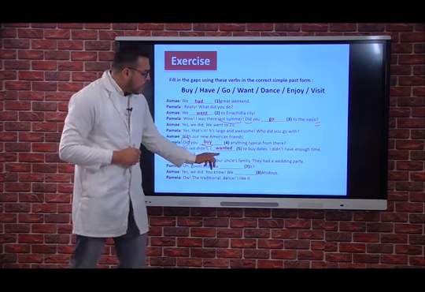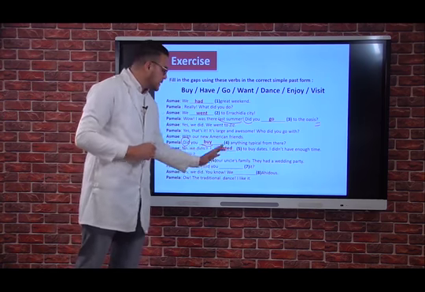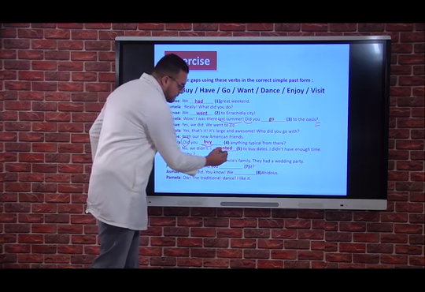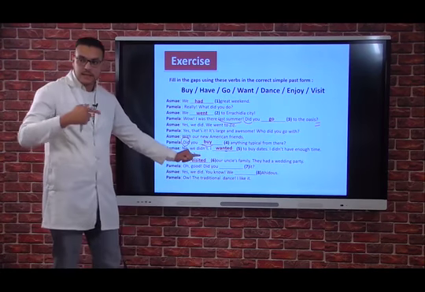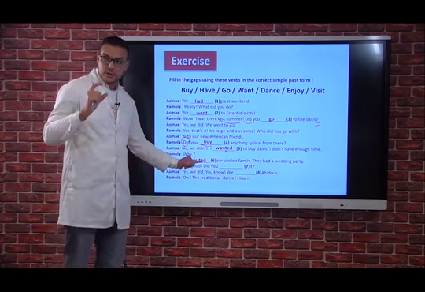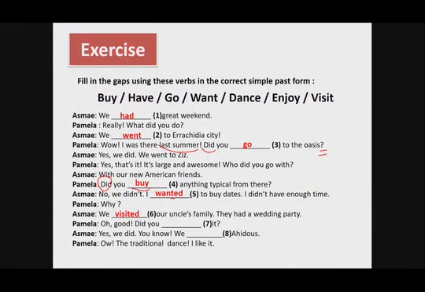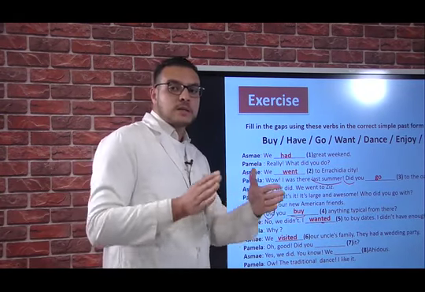I wanted. It's with a T sound here, so pay attention to how I say it. I wanted to buy dates. I didn't have enough time. Pamela: Why? Asma: We visited, it's another T sound, so pay attention to the pronunciation, please. We visited our uncle's family. They had a wedding party. They had a marriage or a wedding party.